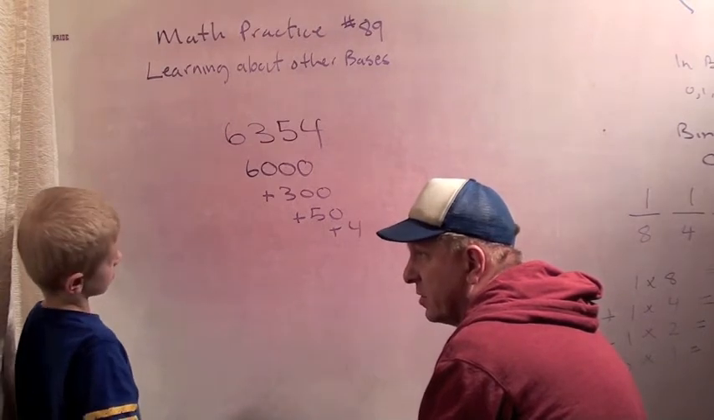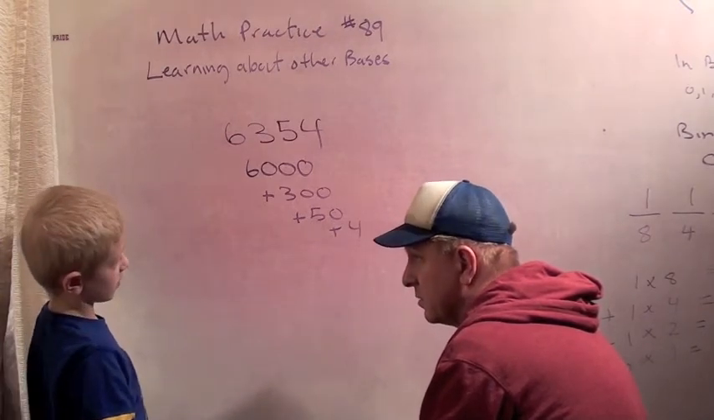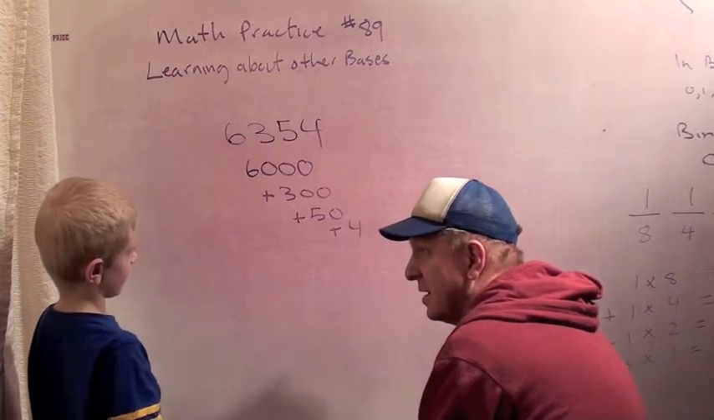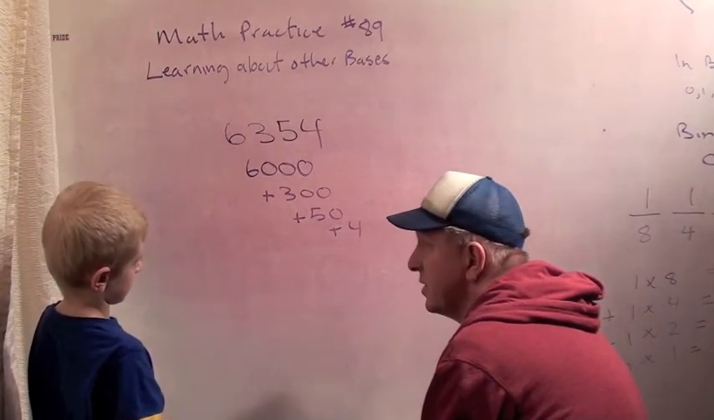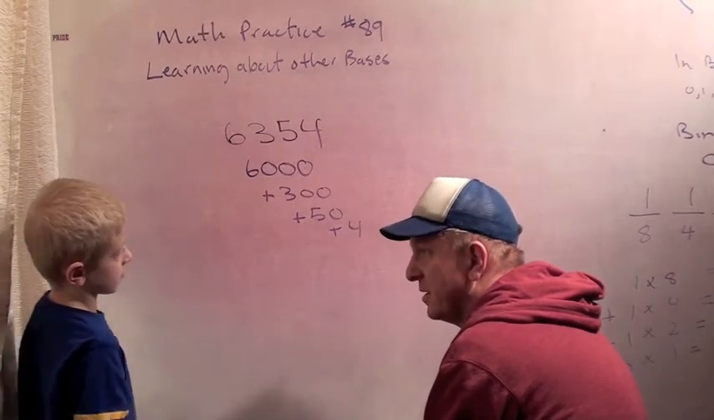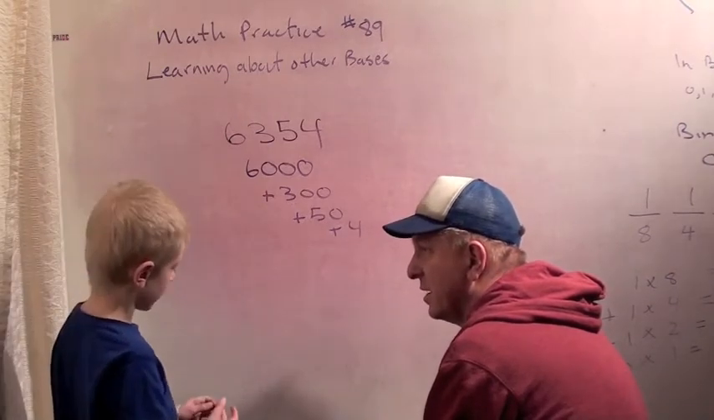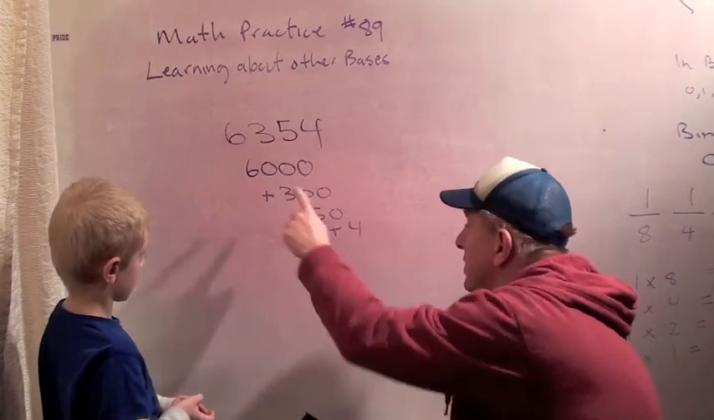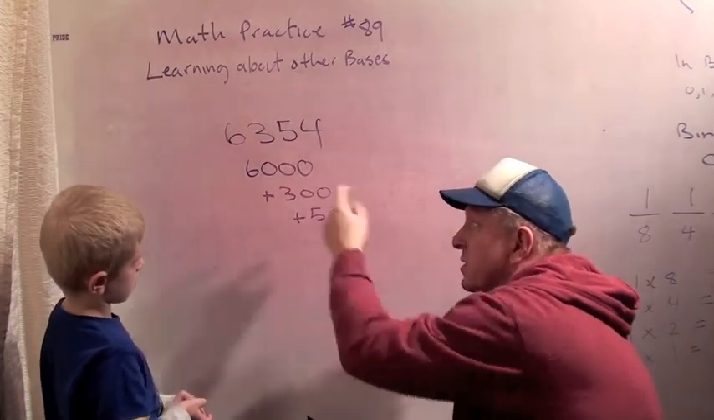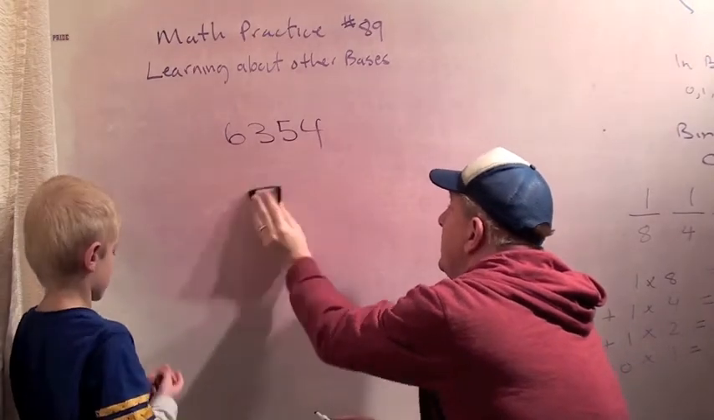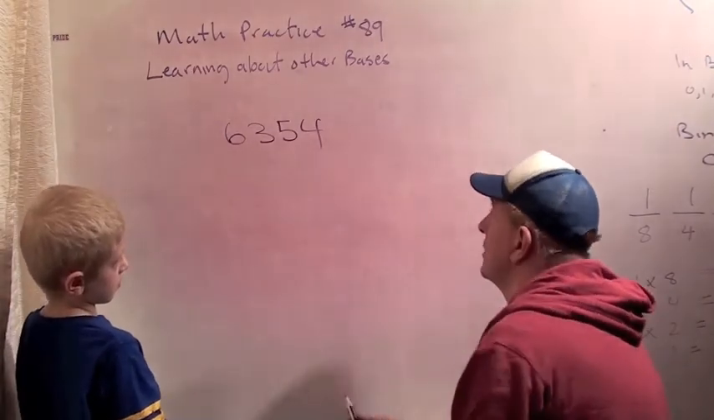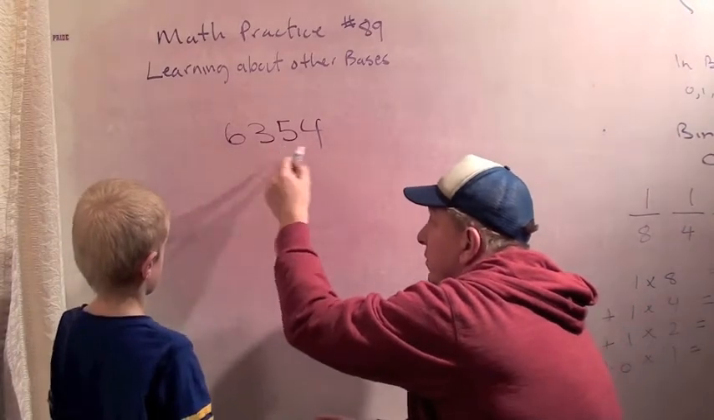Like if you went to the store to buy some Legos, and it costs $32, and instead of saying $32, you said 30 plus $2, that'd get annoying pretty fast, right? Yeah. So we have a shorthand for saying 6,000 plus 300 plus 50 plus 4, which is 6,354. And when we add numbers together, we take advantage of what this really means.